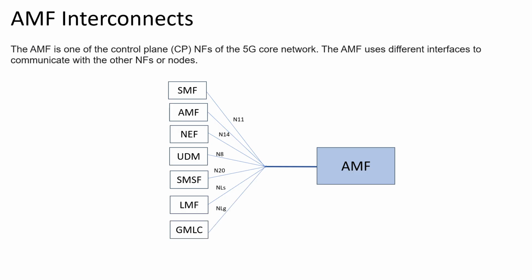Similarly, the NLg interface is towards GMLC. As we discussed, GMLC accesses AMF to get the subscriber location or the subscriber positioning information, right? Positioning means lat-long civic information. Subscriber location means what is the cell ID, tracking area, right? So GMLC accesses AMF over the NLg interface and gets all this information.